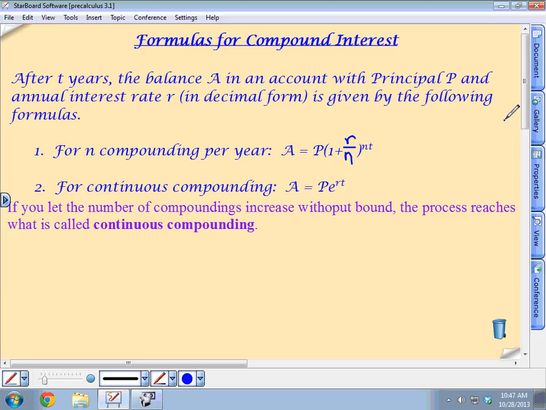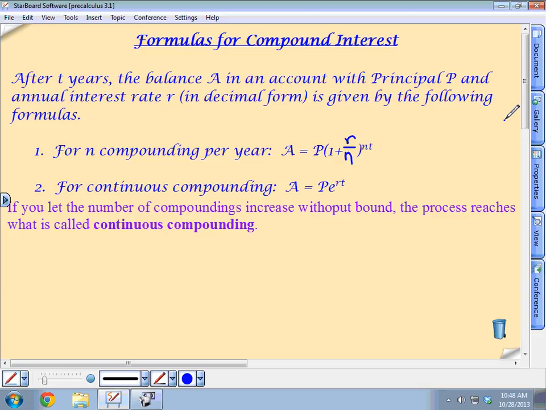Now, n is always your number of times it gets compounded. So if you compounded it once a year, it would be 1. If you compounded interest quarterly, it would be a 4 for your n, because 4 times a year. If you compounded it weekly, it would be 52 for your n.